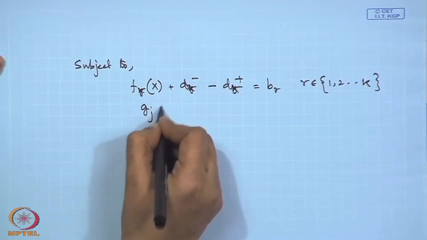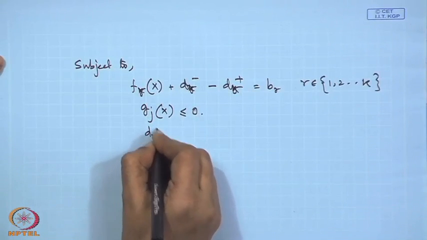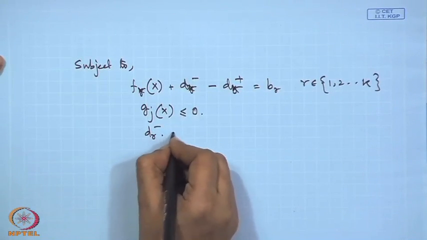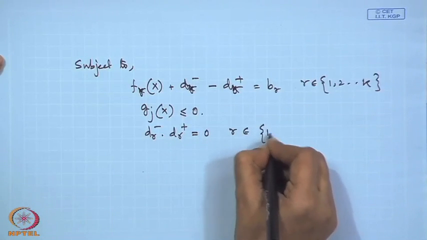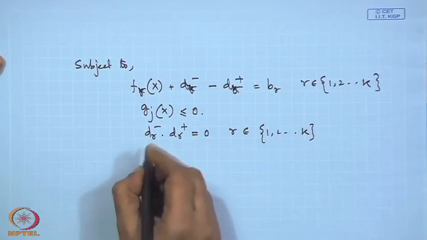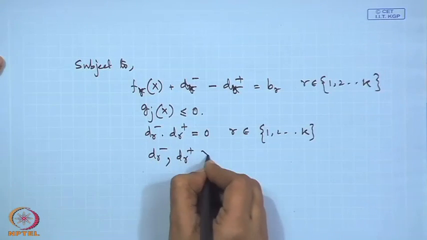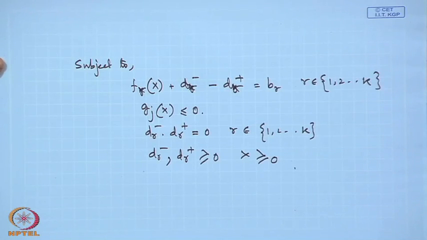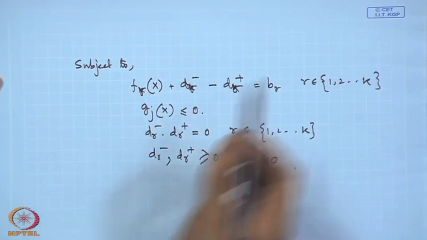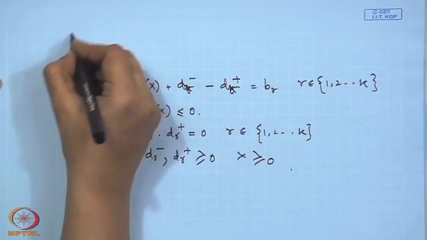And we have a set of constraints, and another piece of information, that dr minus into dr plus must be equal to 0 for all r from 1 to k, and dr minus and dr plus are all positive, x is positive. Now, this is the conversion we are doing, from the individual objective functions to this one.